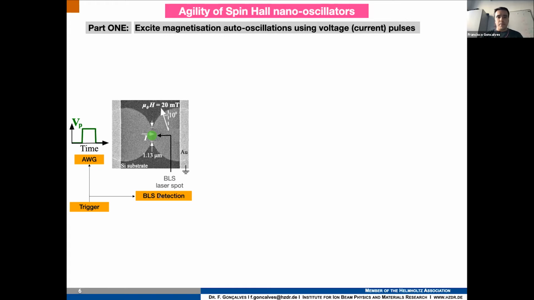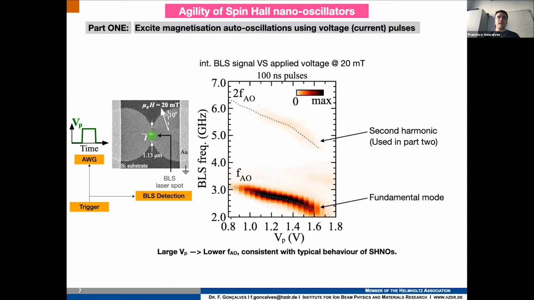Before diving into the time-resolved data, let us look at the time-integrated BLS signal as a function of the pulse amplitude. This is a typical representation for BLS spectra as a function of applied voltage or applied current. We observe essentially two modes: the fundamental mode down here, and then the second harmonic mode up there, which is at twice the frequency.